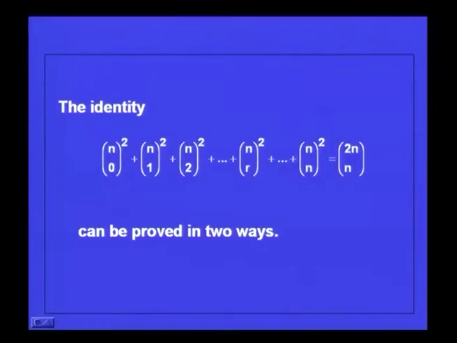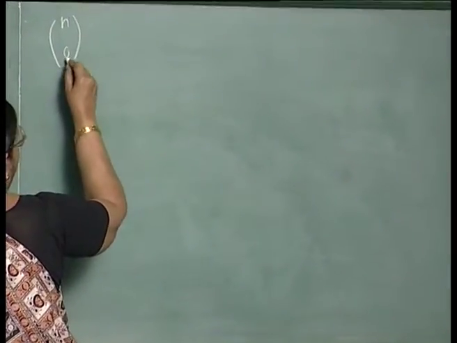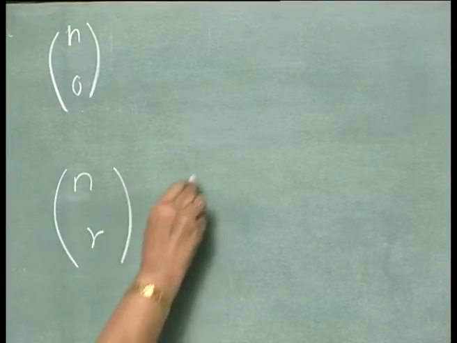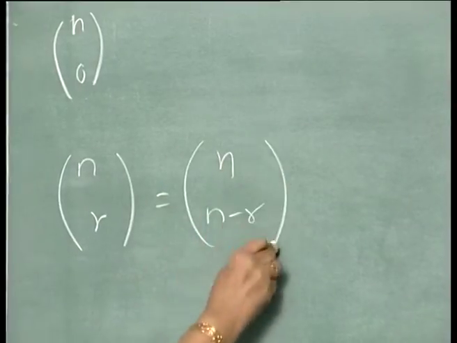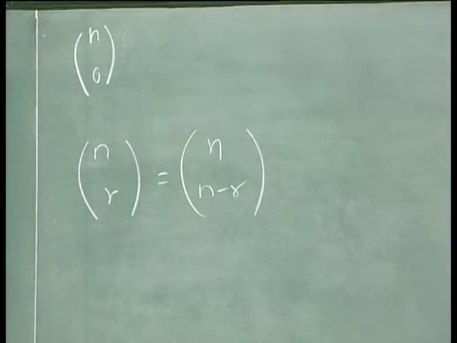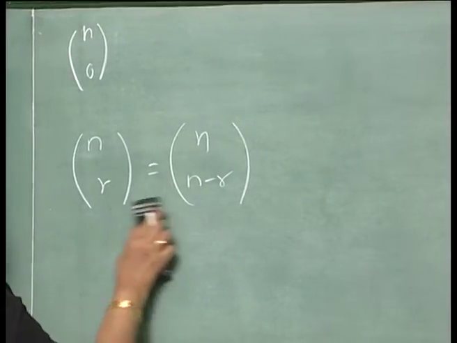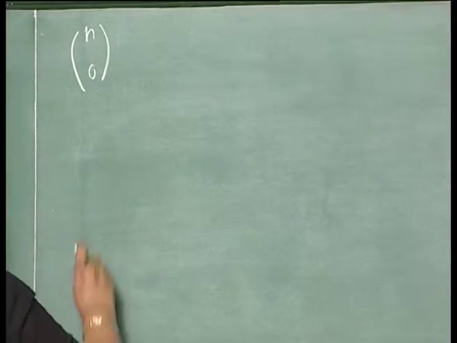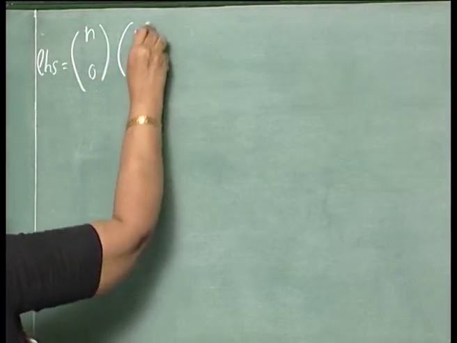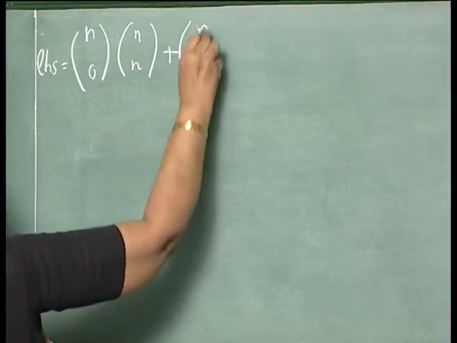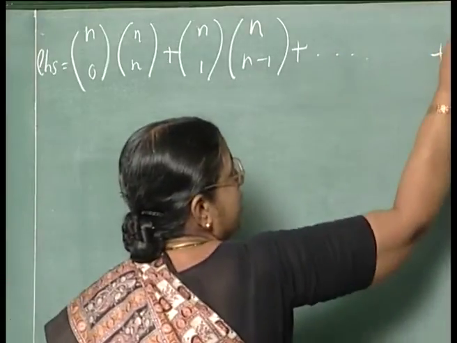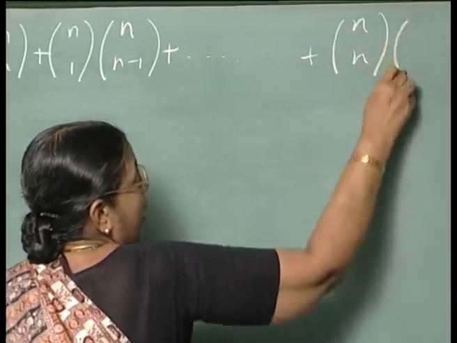Now the left hand side is (nC0) whole squared, but you know that nCr is equal to nC(n minus r). This we know, the number of ways of choosing r objects out of n objects is the number of ways of leaving out n minus r objects out of n objects. So this identity we know. So making use of that, the left hand side will be equal to nC0 nCn plus nC1 nC(n minus 1) and so on plus nCn nC0.